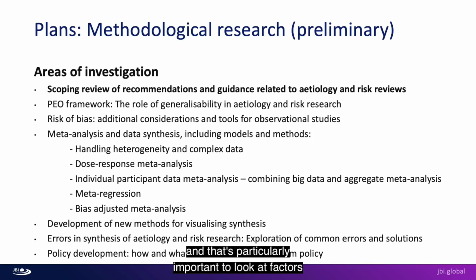There's meta-regression, and that's particularly important to look at factors such as confounding in observational designs, and the methods around meta-regression. So this might be handling of missing data and such things. We've got bias-adjusted meta-analysis to explore. We've recently also been looking into new methods for visualizing synthesis. We've also put together a program of research exploring the common errors seen in these types of reviews and how these errors can be avoided, so that we can integrate this into the chapter so that our reviewers are aware of these.